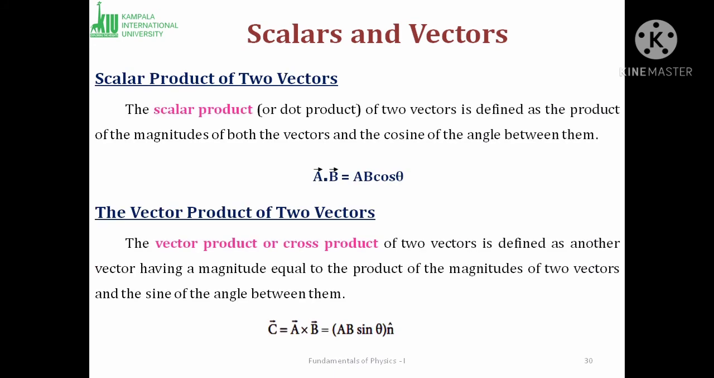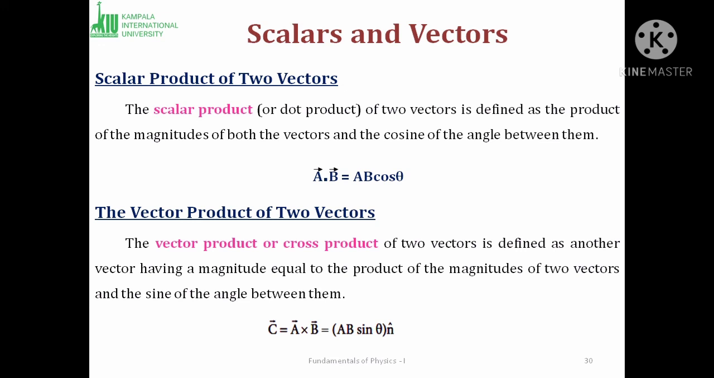Okay, next one is scalar and vector product. First, scalar product. Scalar product is also called the dot product. The scalar product of two vectors is defined as the product of the magnitudes of both vectors and the cosine of the angle between them. So A vector dot B vector is equal to AB cos theta. Here A is the magnitude of A vector, B is the magnitude of B vector, and cos theta.